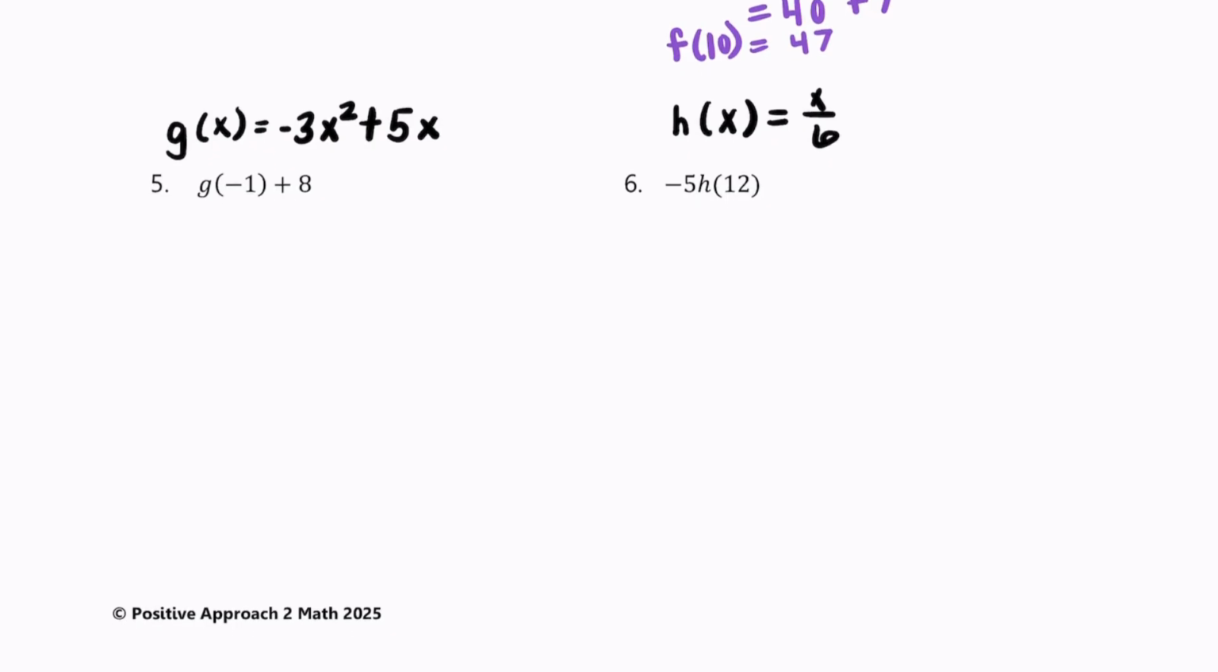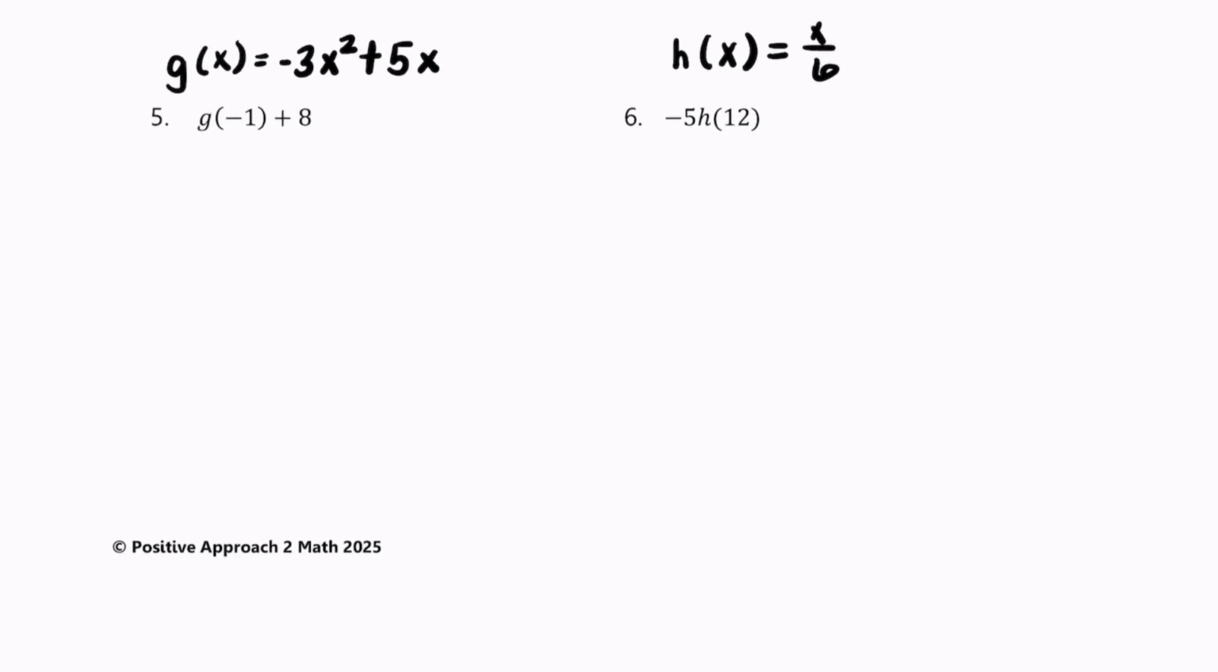Okay? For number 5, it's asking for g of negative 1. That's the function notation. And then it's saying take what you get for g of negative 1 and add 8. So it's saying, evaluate this, and whatever you get, you're just going to do plus 8. You are not plugging that 8 into any of your functions because it's just a regular plus 8. It doesn't say f of 8, g of 8, h of 8, right? So we're going to evaluate g of negative 1, and then we're going to take that output and tack on plus 8 to it.